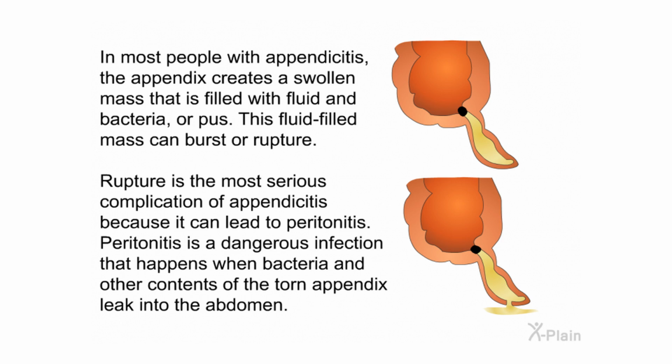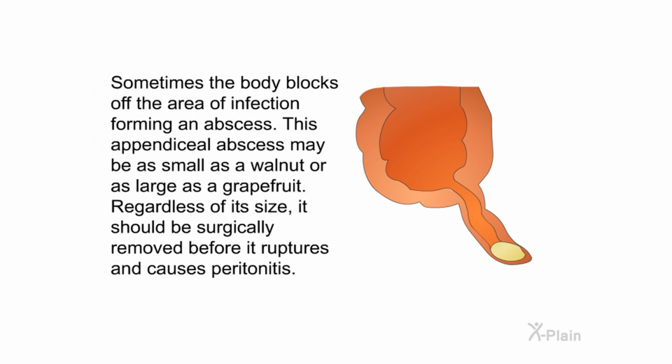Rupture is the most serious complication of appendicitis because it can lead to peritonitis. Peritonitis is a dangerous infection that happens when bacteria and other contents of the torn appendix leak into the abdomen. Sometimes the body blocks off the area of infection, forming an abscess. This appendiceal abscess may be as small as a walnut or as large as a grapefruit. Regardless of its size, it should be surgically removed before it ruptures and causes peritonitis.